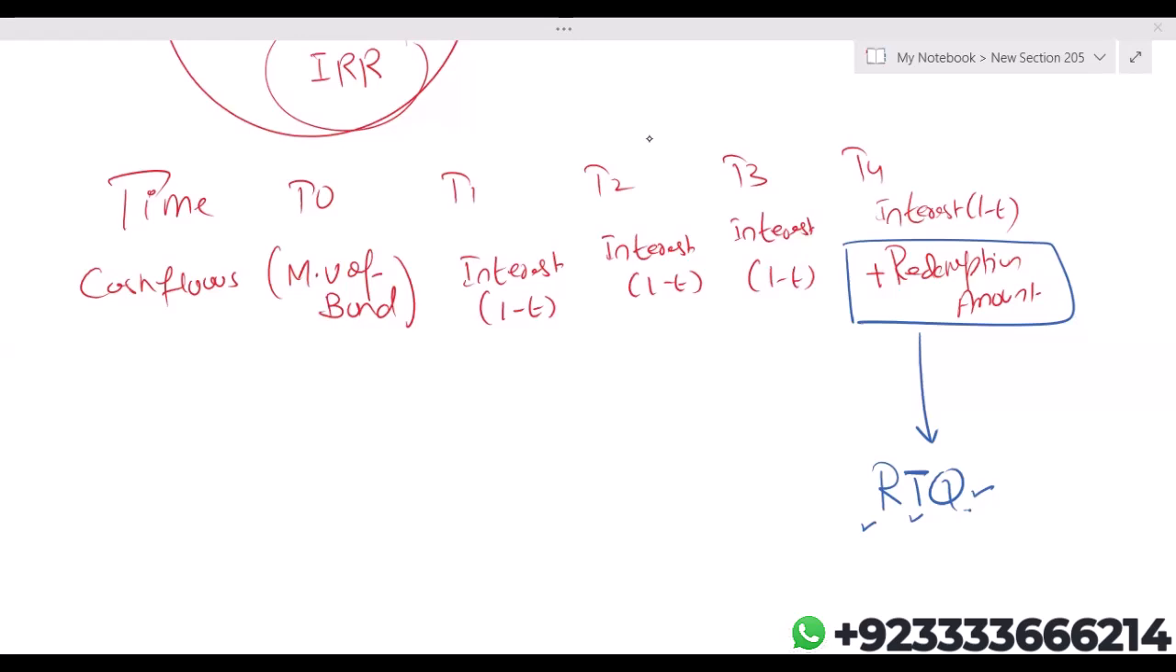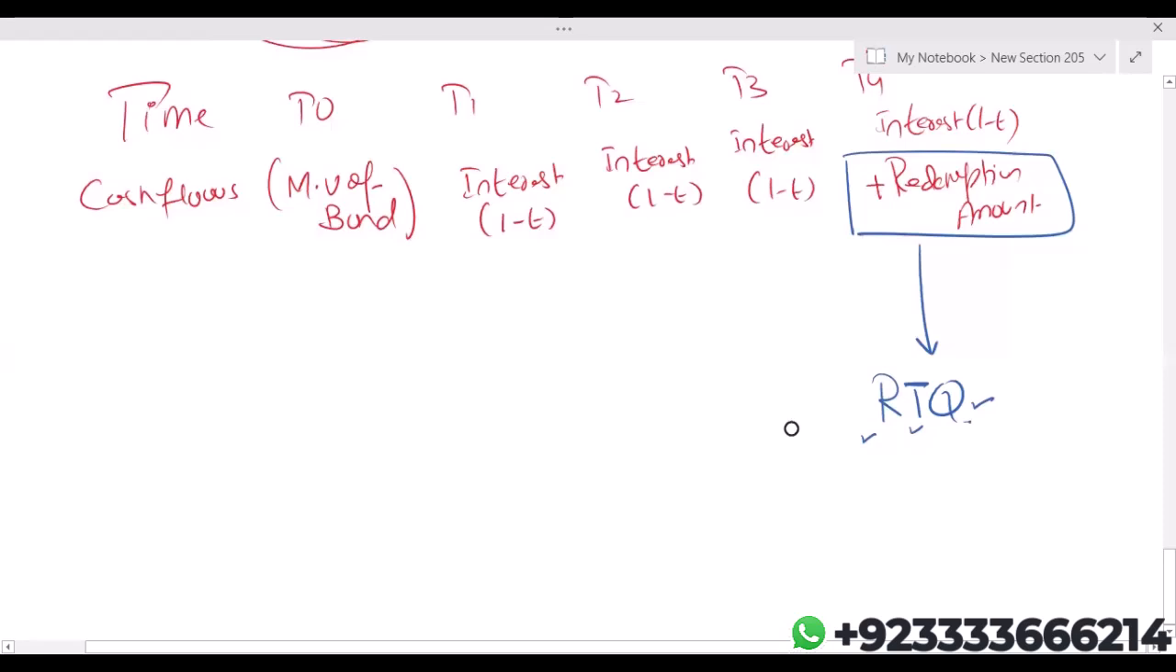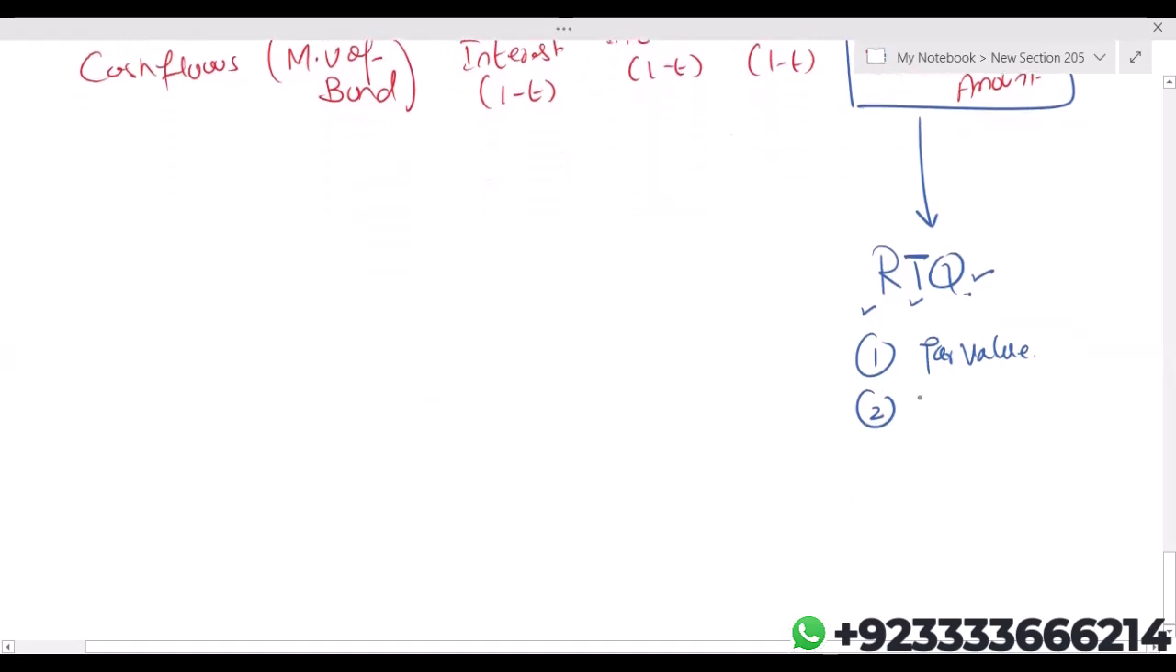Okay. Now for the redemption amount, read the question carefully, because there are a number of possibilities. Number one, nothing is mentioned, or it could be mentioned that redemption is at par value. If nothing is mentioned, then we always assume par value. Second, redemption at premium. Obviously, if redemption is at premium, then the examiner will have to mention that. Third, there's a possibility of conversion value also.